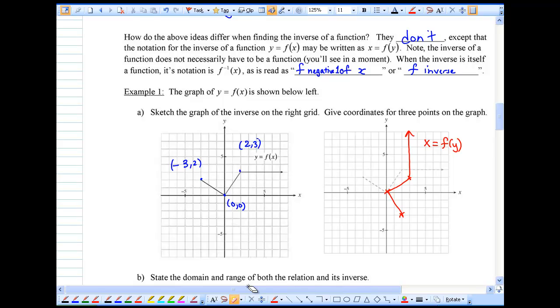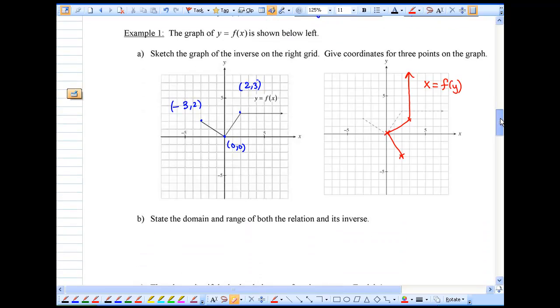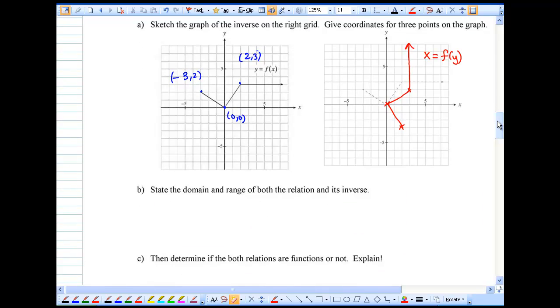All right. Let's take a look at the next part. State the domain and the range of both the relation and its inverse. So let's do the relation first of all. I look at the domain and I say, the x values seem to start at negative 3 and then go all the way to infinity. So I guess I can write it like that, or x is greater or equal to negative 3. The range of the relation, well, it looks like it's between the values of 0 and 3.